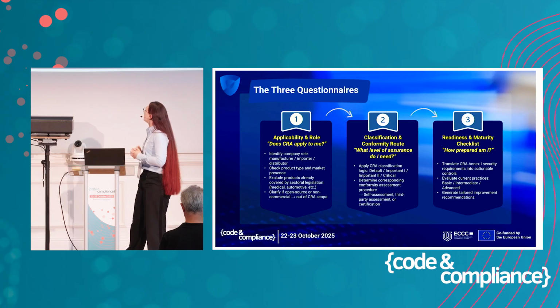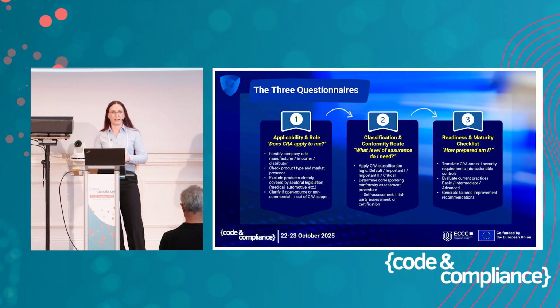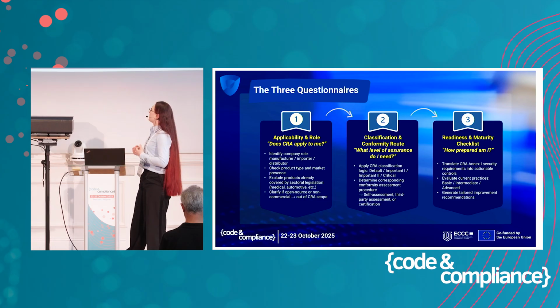So here in this slide, we want to show exactly in a way how the application and the self-assessment is divided. We wanted to make the entire process a little bit intuitive. So we divided it in 3 clear questionnaires. The first one being, okay, is it applicable to me? Does CRA apply to me?